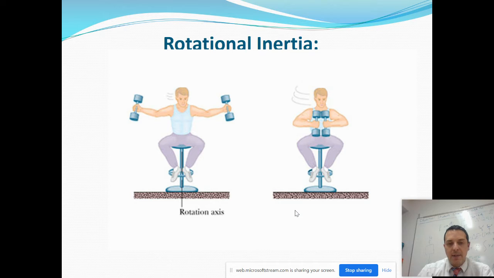If you look at these two diagrams, you'll see a person on a rotating chair. In one scenario on the left, the person has the masses held far away from the rotational axis. This means the person on the left has a large rotational inertia. The person on the right pulls the masses in. In this scenario, the rotational inertia decreases. That means the closer the masses are to the rotational axis, the less rotational inertia it has.